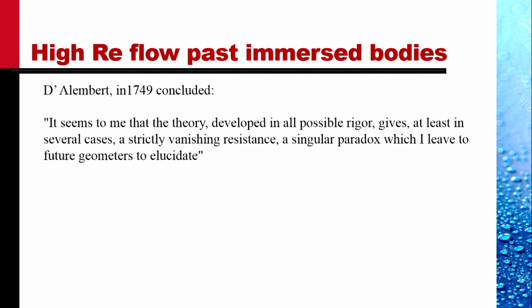D'Alembert in 1749 concluded in one of his papers, "It seems to me that the theory developed in all possible rigor" — this is the theory when the viscous term was neglected — "gives, at least in several cases, a strictly vanishing resistance, drag, a singular paradox which I leave to the future geometers to elucidate."